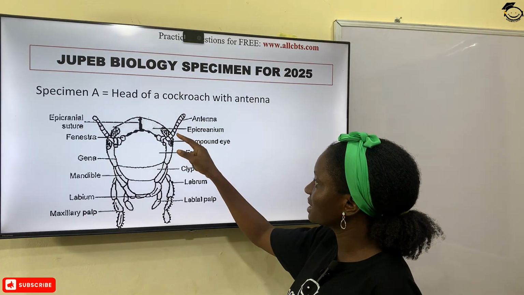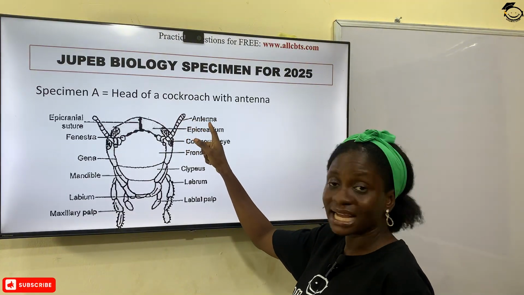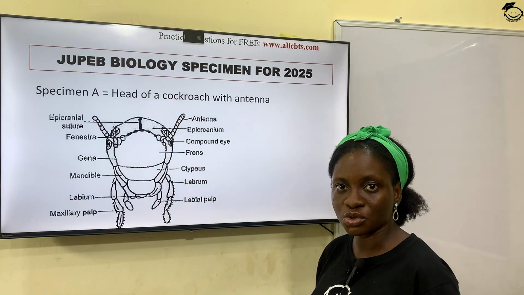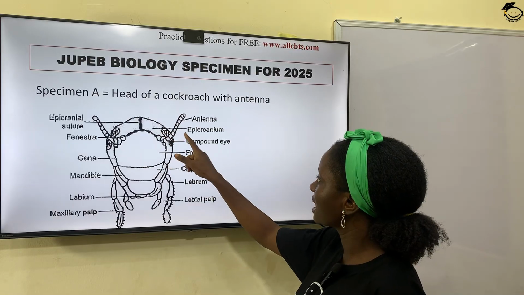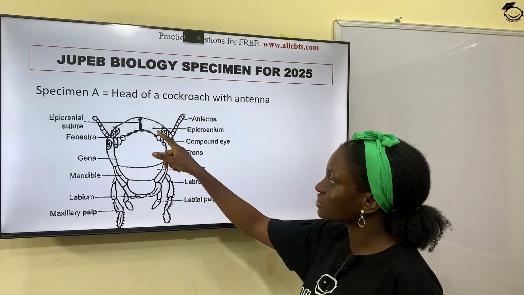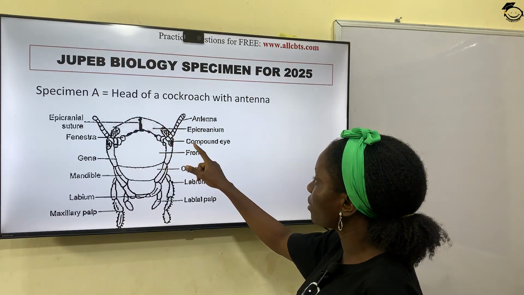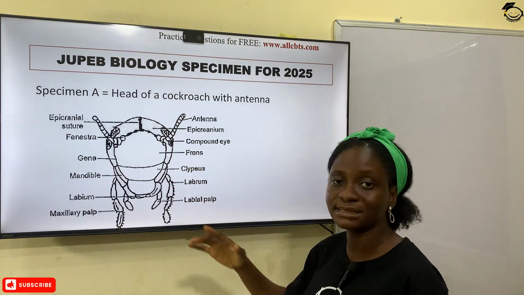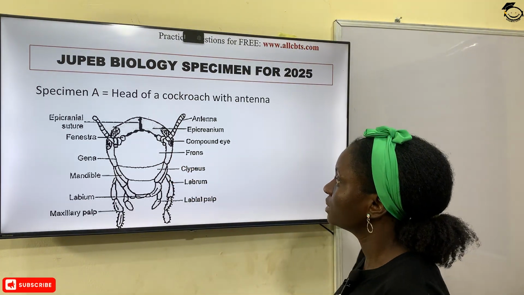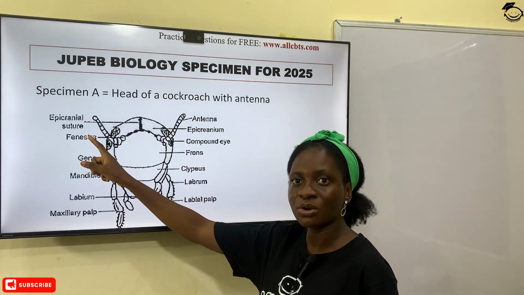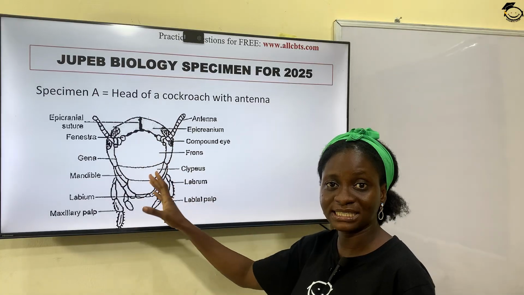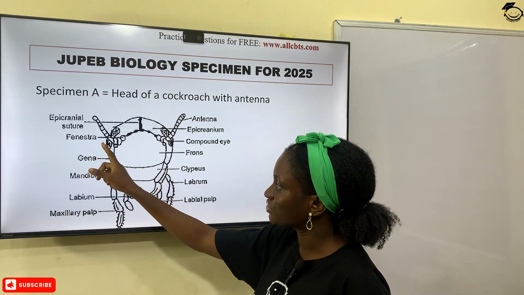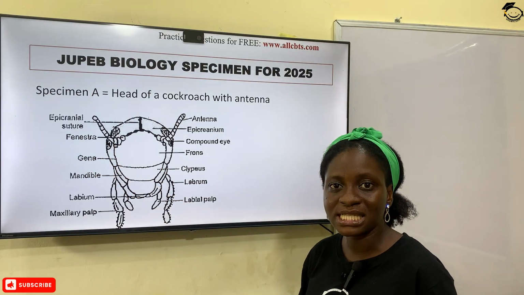For antenna, this upper part is the antenna. It is mainly a sensory organ for touch. Then this epicranium is part of the head. This compound eye is for vision, to see. The frons is the forehead. So the epicranial suture is the line that divides the different parts of the head of the cockroach, while the fenestra is for light perception.